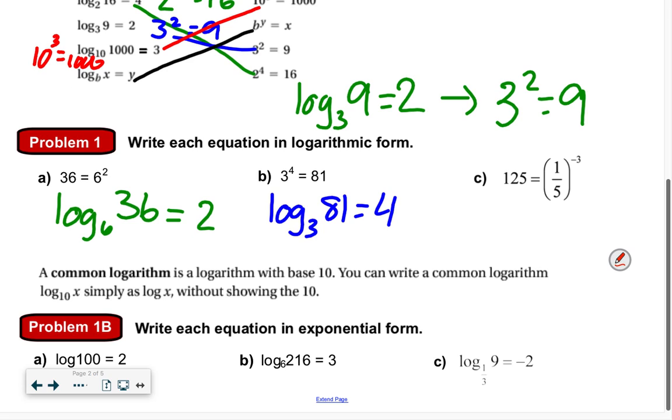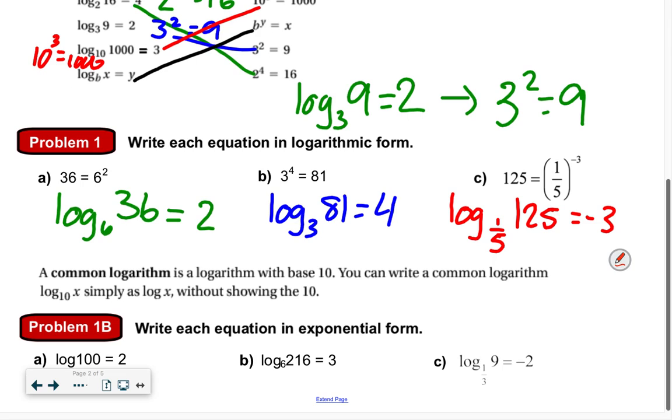Okay. So you know I'm going to have my log. What's going to be my subscript, the small number? Yep, 1/5. What's going to come next? 125, and then it's going to equal negative 3. So 1/5 to the negative 3rd power is 125. Awesome. Okay. You have to graph these, not today. Okay, questions? Like I said, I know it's all super new, not familiar, but not too bad so far.